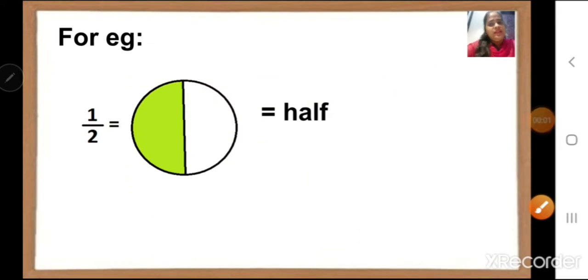Children, look at this example. In this circle, the green portion is the shaded one. We are writing the fraction of the shaded portion. Now only one part is shaded out of two parts, correct? So we write a number as 1 upon 2. But if we want to write in words, we write it as half. Okay children?